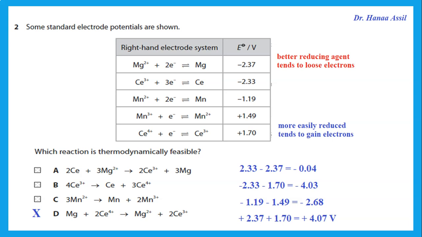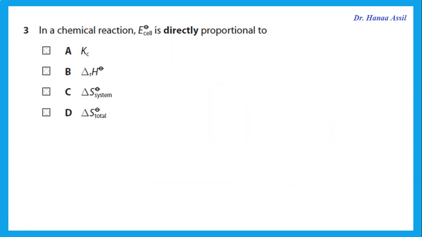Then we need the one for magnesium 2 plus to magnesium. For example, we're talking about example A. Then this would be the total oxidation plus reduction. This would be the total, and in all the cases it is minus except for the last one. So that's the one that's feasible.